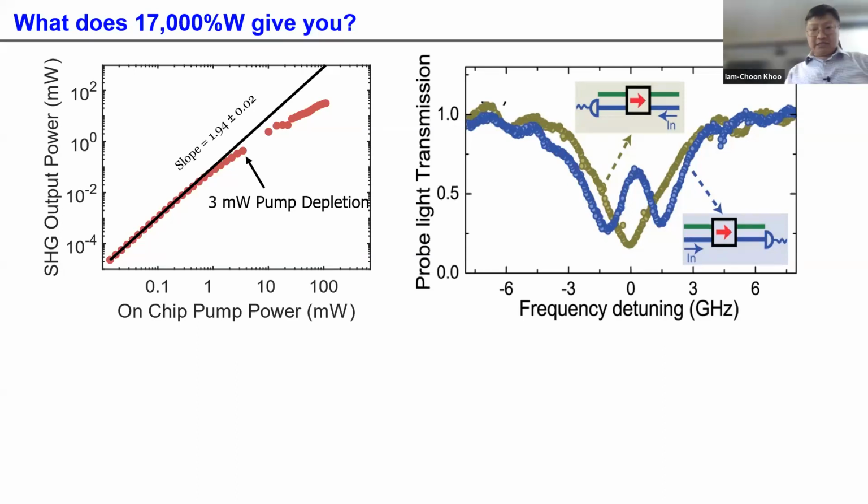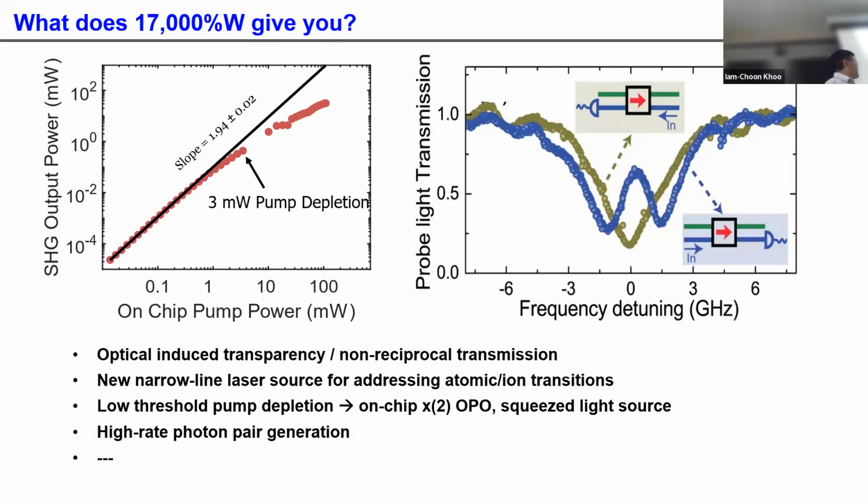And you can do a lot of things with this, with many applications. Of course, some people call this optically induced transparency. You can look at long-range spectral devices. You can make a narrow line laser at new wavelengths. You can make a very low threshold parametric oscillator. You can create squeezed light. You can build high-rate photon pairs, which is really the motivation for which we started this project.